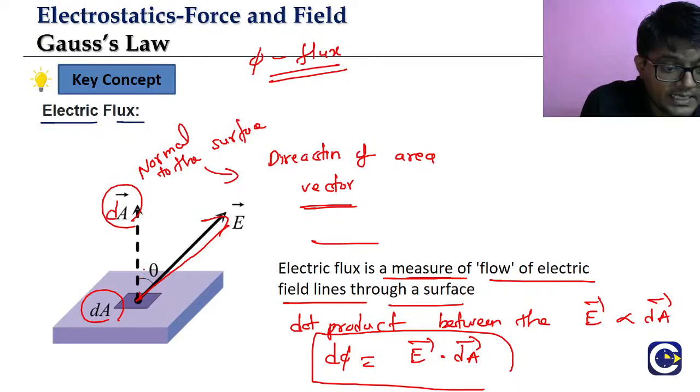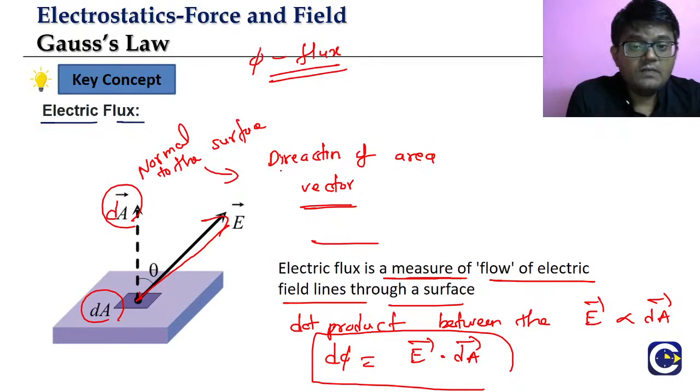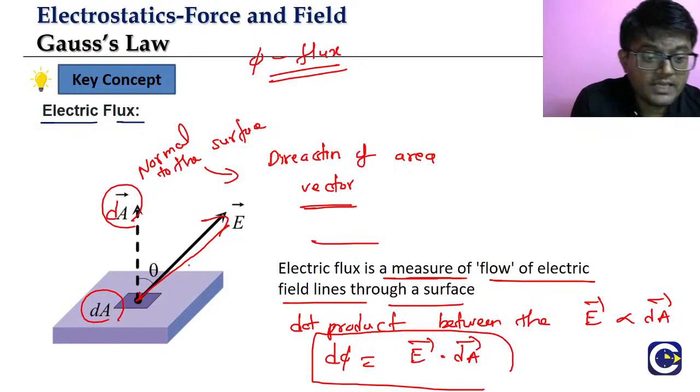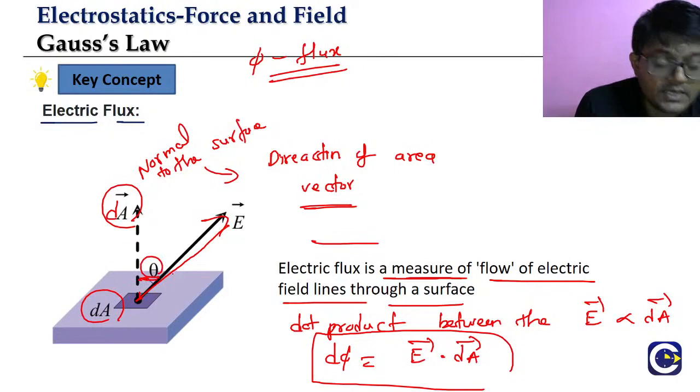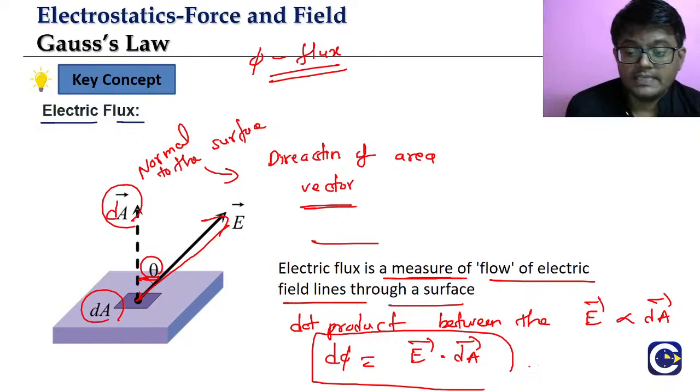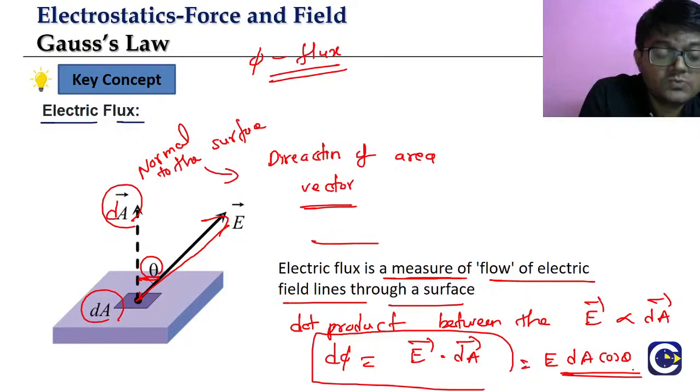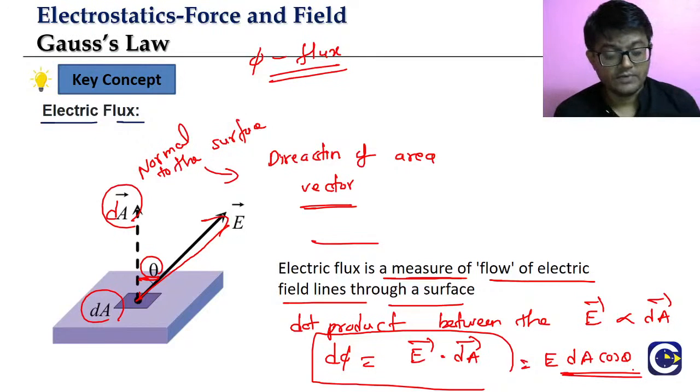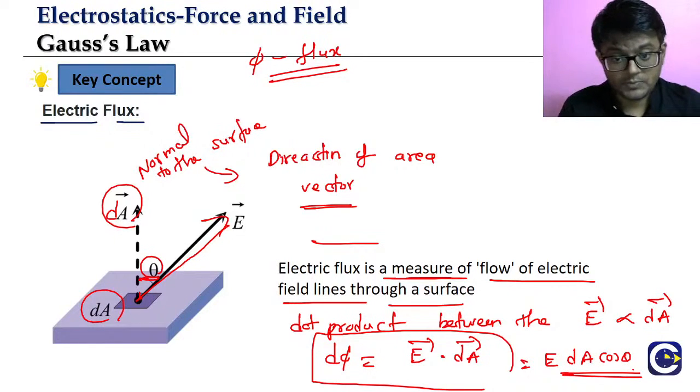So now what is this area vector? Always the direction will be normal to the surface. That is the area vector direction. Okay? Look here, between these two, let's say the angle is theta. Then this can be written as E into dA into cos theta. How can we write it? It can be written as E into dA into cos theta. Okay? So this is how we are going to measure flux.